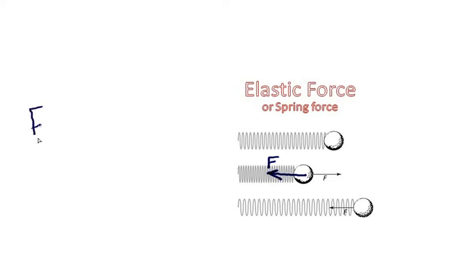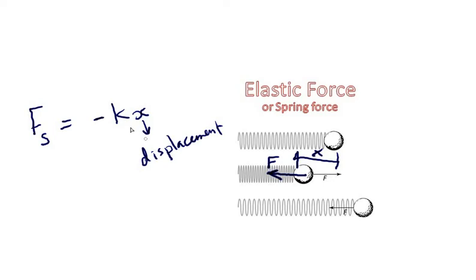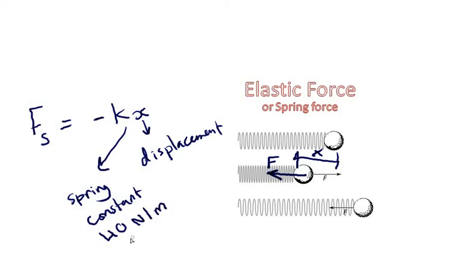So this restoring force that we call Fs, or the spring force, is equal to negative Kx. X is the displacement. This is the displacement in this case. And K is called the spring constant or the force constant. For example, a spring with a force constant of 40 newtons per meter will exert a force of 40 newtons when it is stretched or compressed by 1 meter.